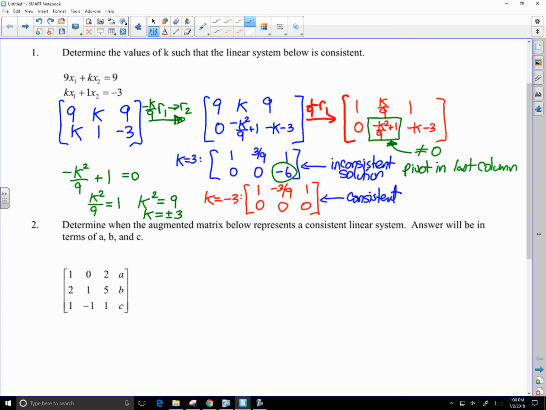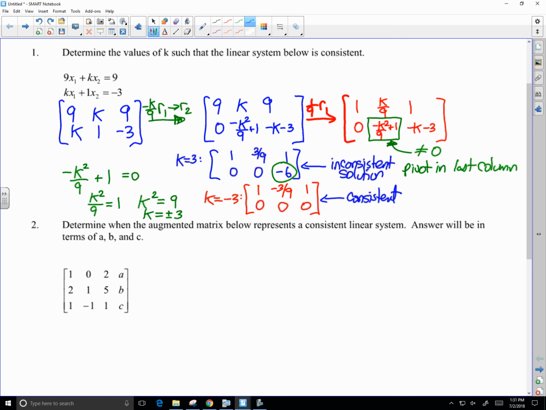All right, so we just have to kind of formalize this and come up with an actual final answer. But the only values of k that were concerning were 3 and negative 3, because everything else that I would put in for k here would allow that entry to be a non-zero value. If this is a non-zero number, we're good, because non-zero would mean that the pivot is before the last column, which would give us a consistent solution. All right, so out of the 2 that we were concerned about, the only one that led to an inconsistent system was the value 3.